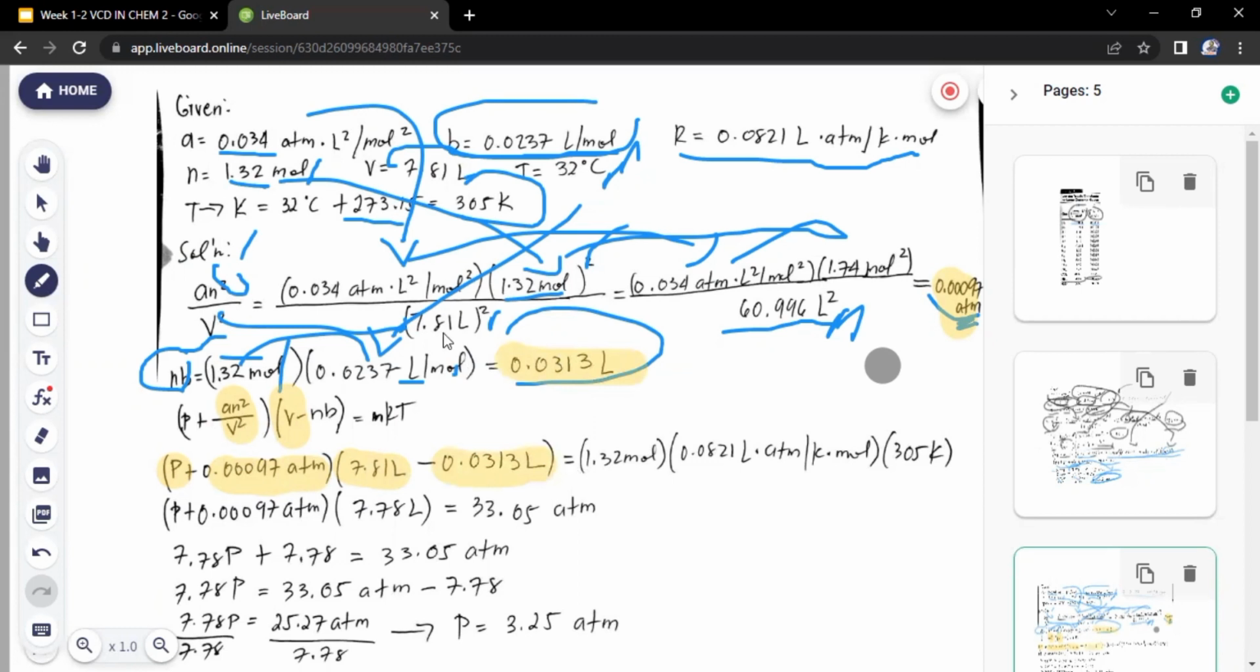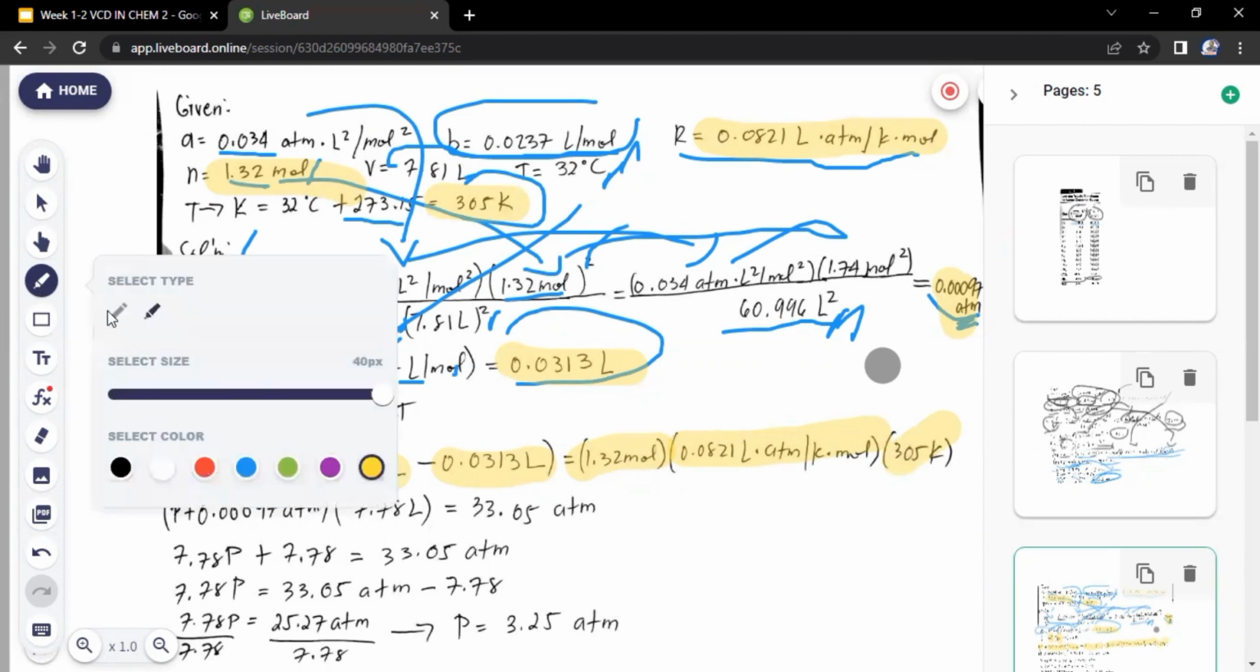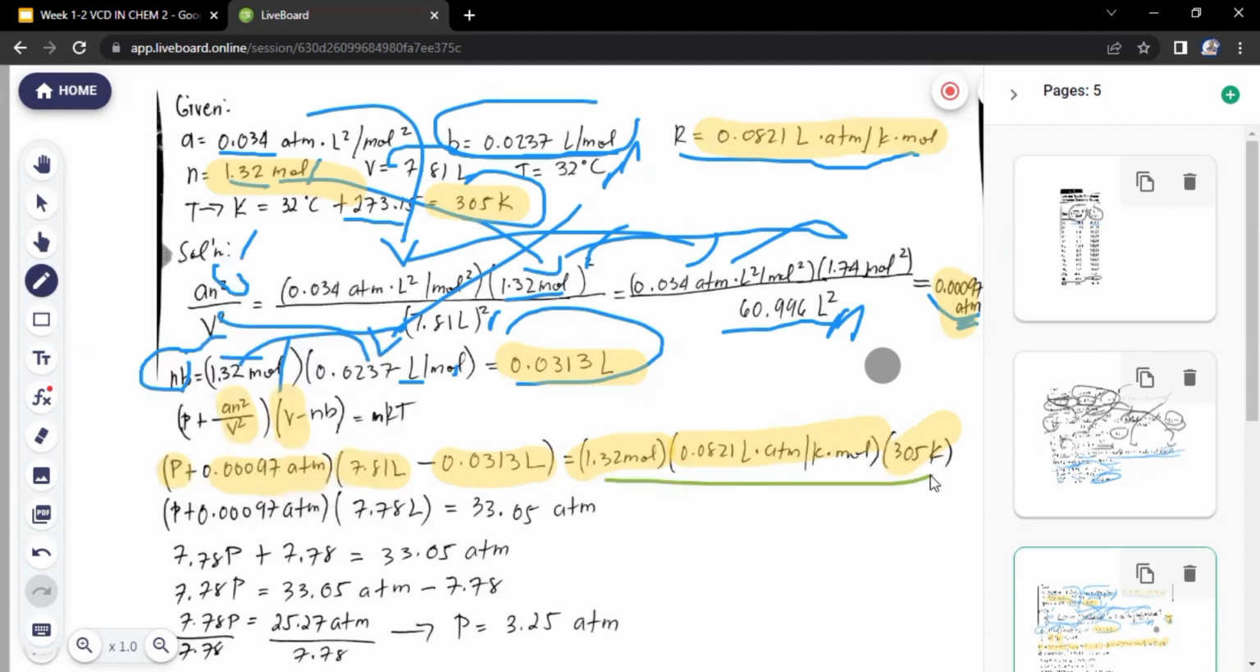And then plug the value of your moles, which is 1.32 moles here. And then the value of your R, which is 0.0821 liters atm over Kelvin per mole, this one. And then the value of your temperature is 305 Kelvin, this one. And then the next thing that you need to do is multiply this. Let me use a green color here. All right, you have to multiply this.